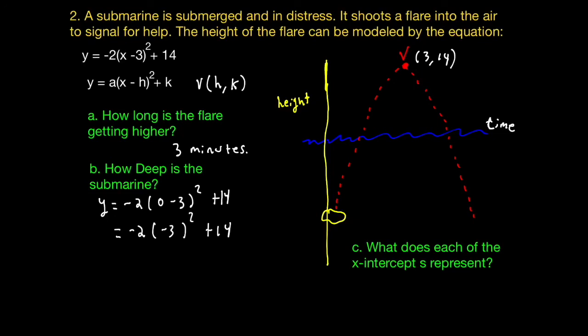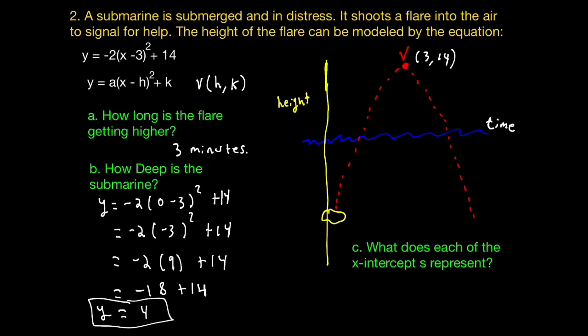Next, I am going to do the exponent. Negative 3 times itself, that's going to give me positive 9. Now I'm going to multiply. Negative 2 times 9 is negative 18. And adding the 14 is going to result in negative 4. So the submarine is 4 units deep. And this is actually negative 4.